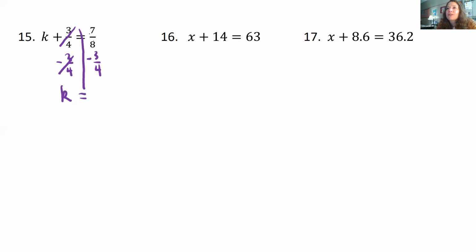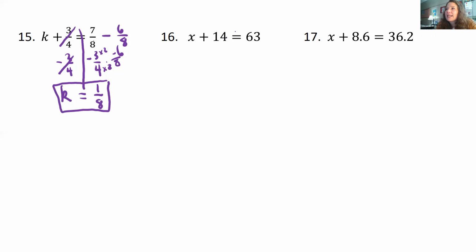And then I know to subtract fractions, I have to have common denominators. So 4 goes into 8. So I know that if I change my 4 to 8, that will work. Well, 4 times 2 is 8. So what's 3 times 2? 6. So I'm going to subtract 6/8 from both sides. So 7 minus 6 is 1, and my denominator is 8. So I've solved that equation. K is equal to 1/8.